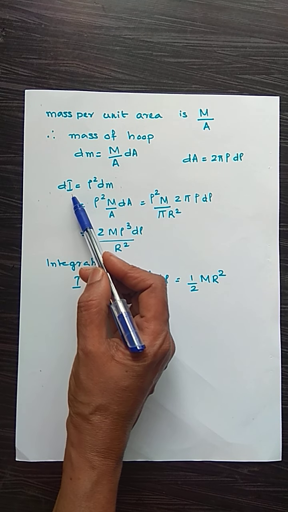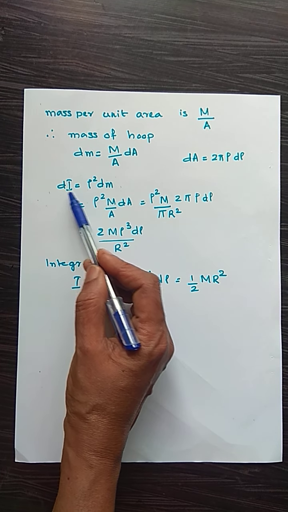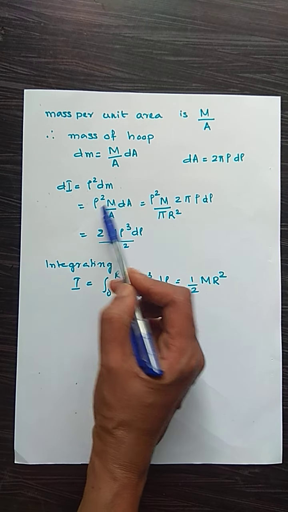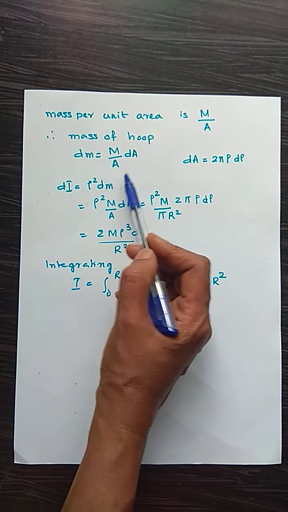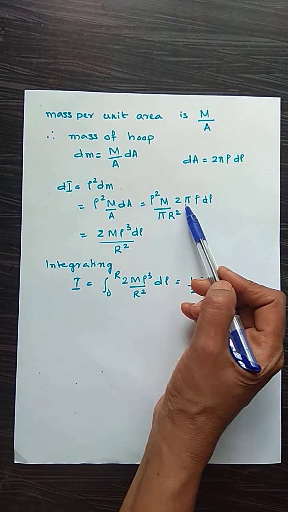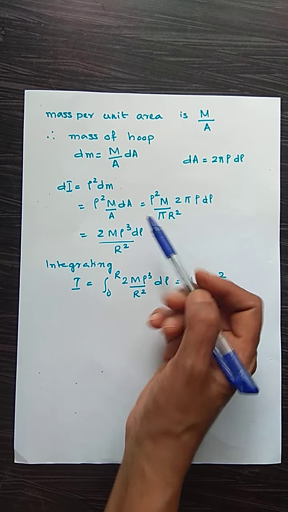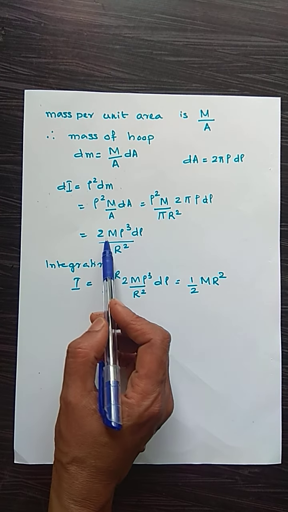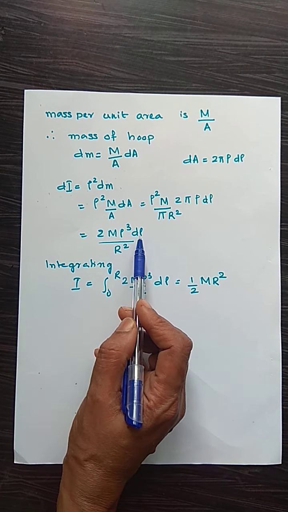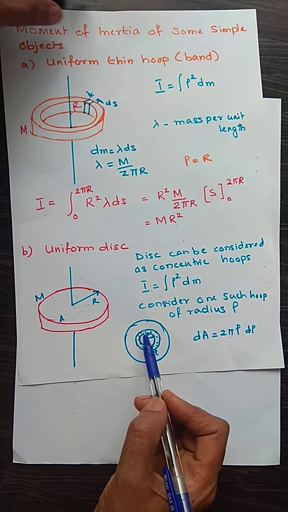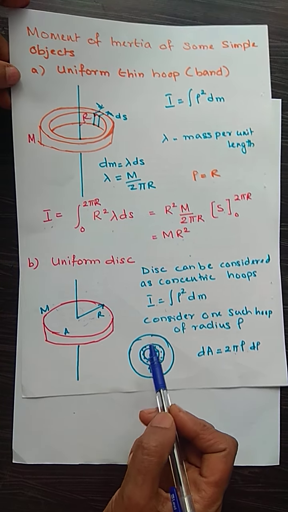The moment of inertia of this small hoop we have considered, dI, is rho square dm, that is rho square into, instead of dm you can write m by A, dA is 2 pi rho d rho, substitute for that. A is the area of the disk, which is pi r square. So finally you get 2m rho cube d rho by r square. That is the moment of inertia of this small hoop you have considered inside this disk.